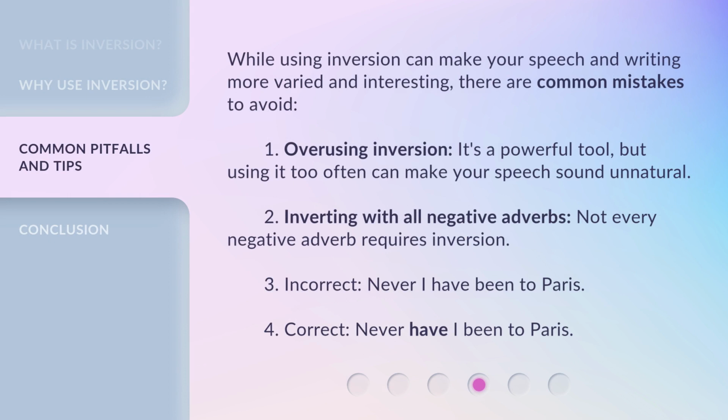While using inversion can make your speech and writing more varied and interesting, there are common mistakes to avoid. 1. Overusing inversion. It's a powerful tool, but using it too often can make your speech sound unnatural. 2. Inverting with all negative adverbs. Not every negative adverb requires inversion. 3. Incorrect: "Never I have been to Paris." 4. Correct: "Never have I been to Paris."